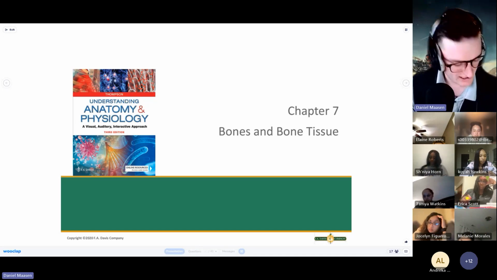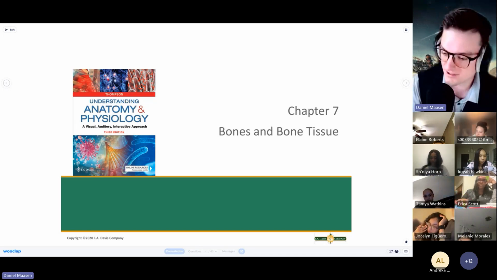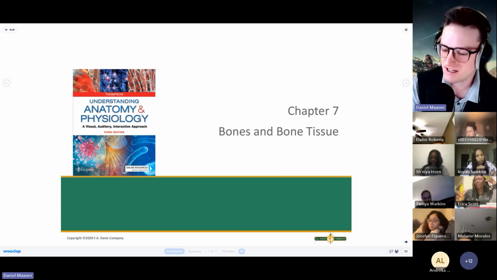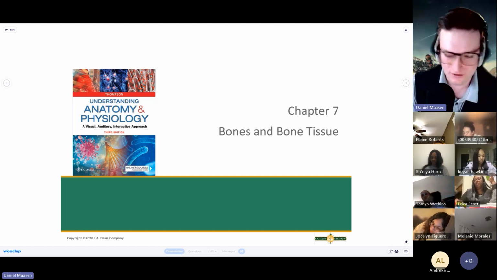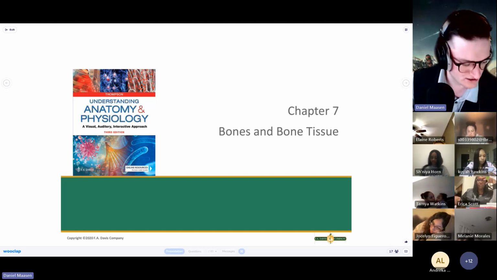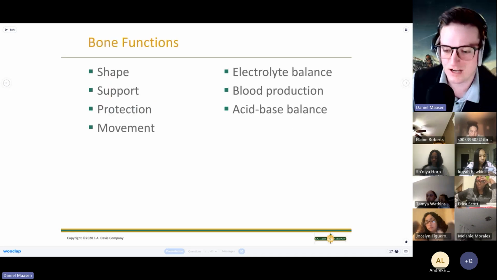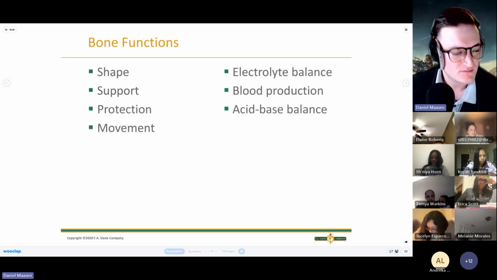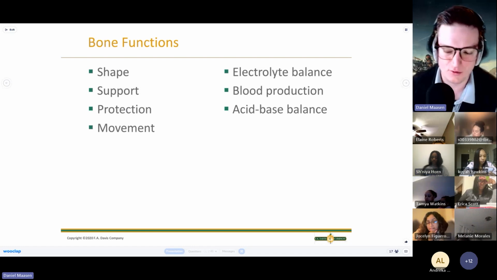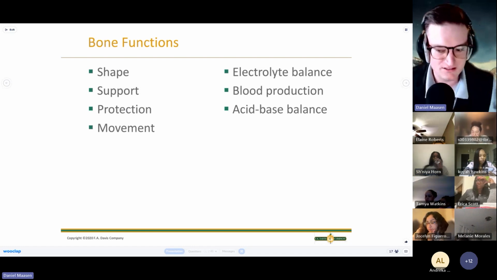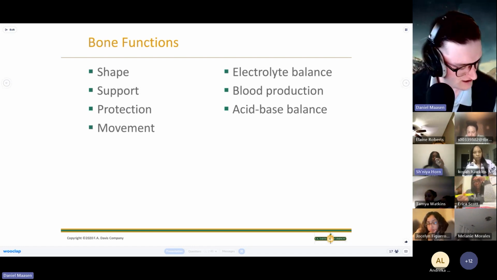They're as light as an aluminum can, but can be as strong as concrete or steel. So bones are very interesting. That makes their cellular structure really weird. So the first page talks about what bone's job is. What does it do? Bone's main functions we've already talked about in chapter 1. We talked about all the 11 systems.